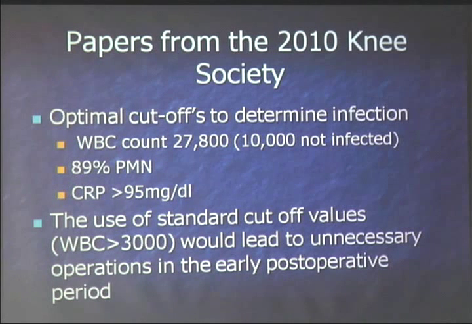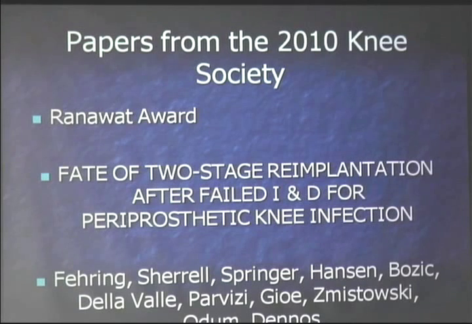And that if you were to use your standard cutoffs that we've come to understand, and Bo Mason's published on it, I think Jay's got a paper on it, Craig Delavalle's got a paper on it, that range anywhere from 1,800 to 3,000, it would have led to several unnecessary operations in that early postoperative period. So these are different cutoff values for those early aspirations in the first 6 weeks after the surgery.